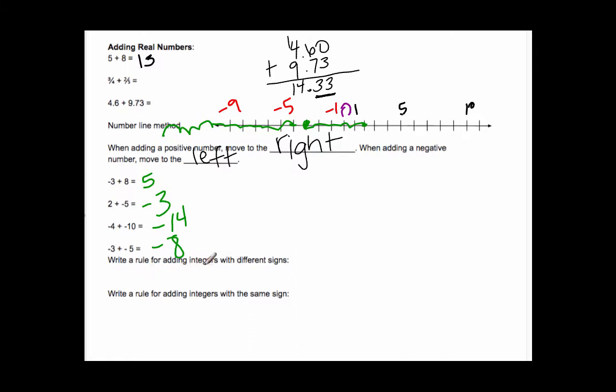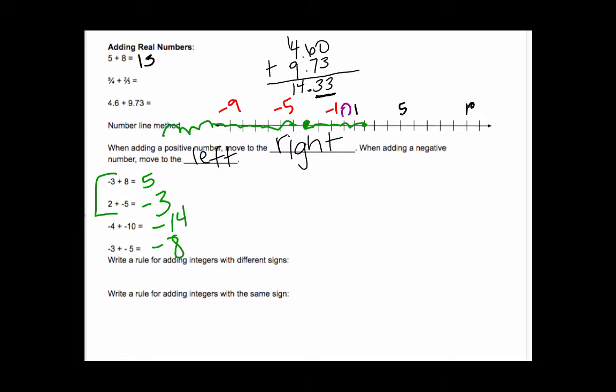So write a rule for adding integers with different signs. So that would be like these two problems here. When the signs are different, let's see what happened. We went from -3 plus 8 and we got 5. Then we went from 2 plus -5 and we got -3. So if you notice here, when it's different signs and we're adding, we actually got the difference of the absolute value of the numbers.